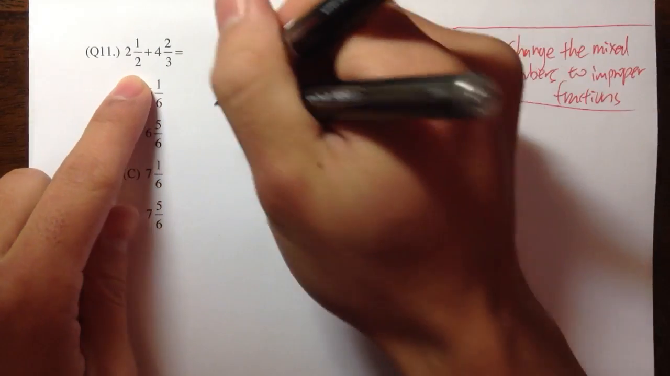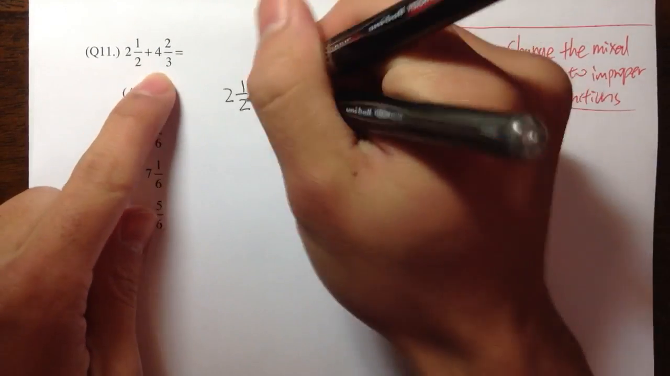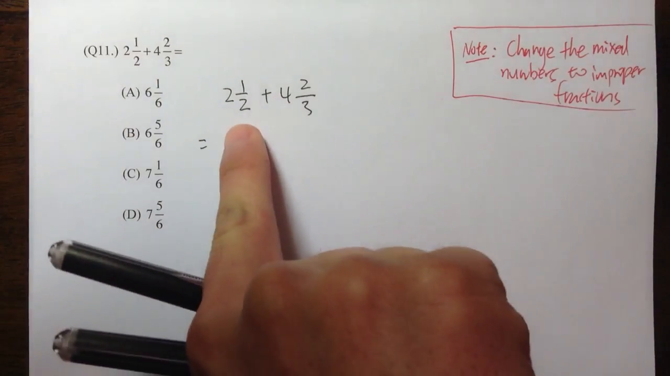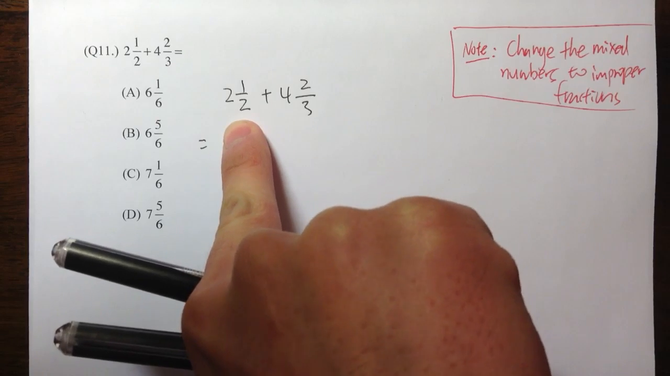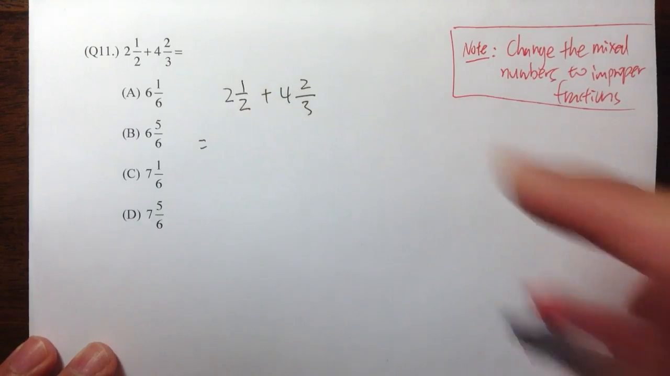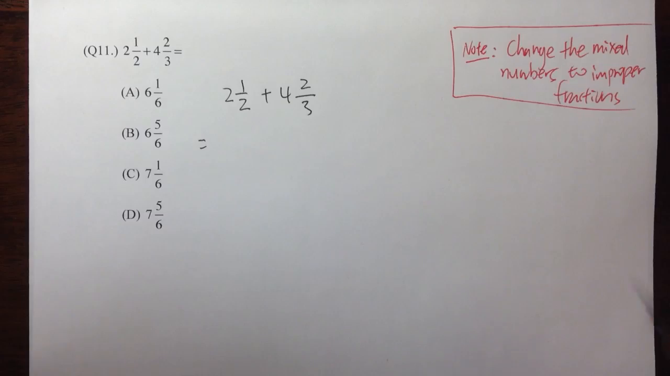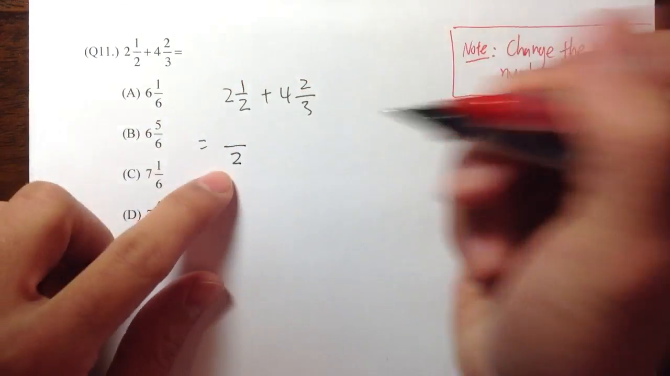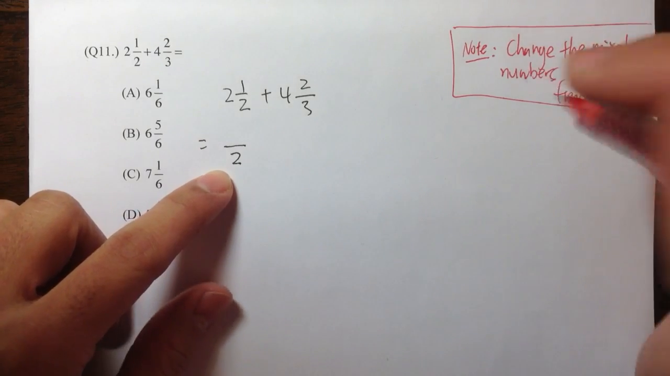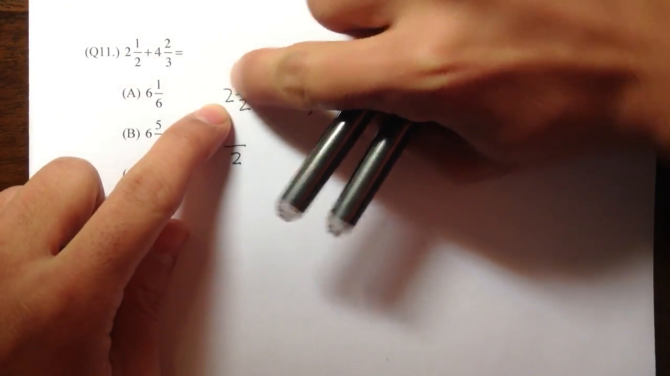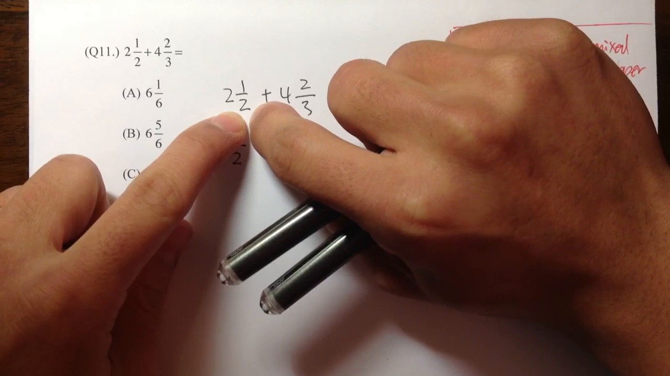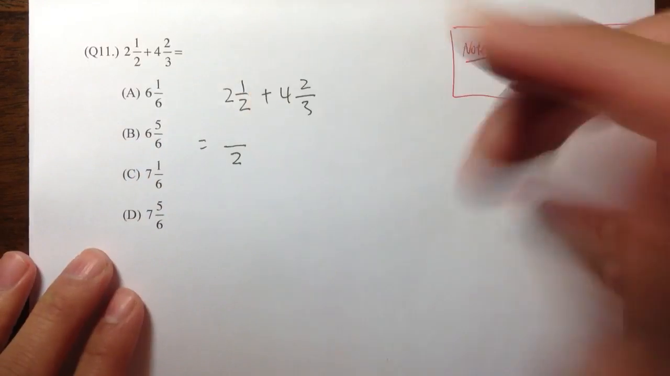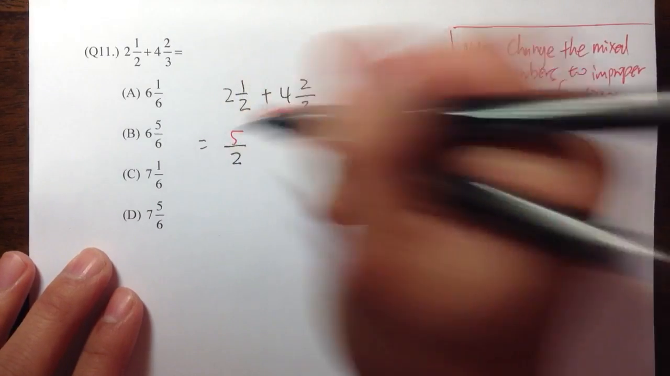So let me write this down again. 2 and 1/2 plus 4 and 2/3. Let's just focus on the first mixed number. We have 2 and 1/2. To change from a mixed number to an improper fraction, first, the denominator does not change. And then we take the whole number 2 times the denominator 2, and 2 times 2 is equal to 4. 4 plus 1 is equal to 5. So we have 5 over 2.